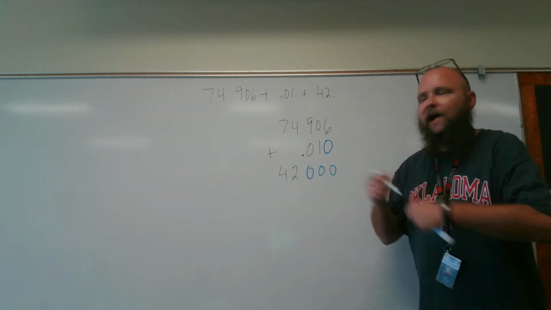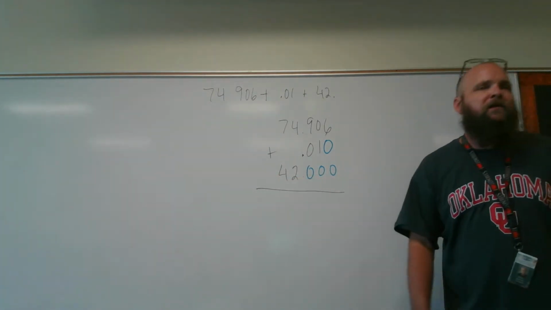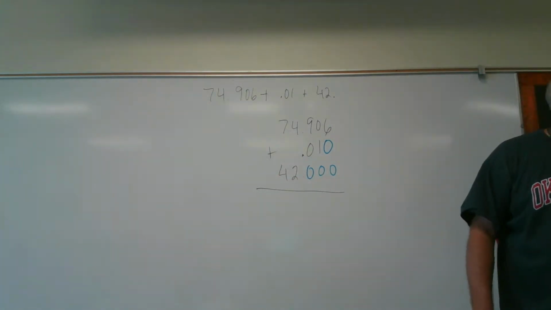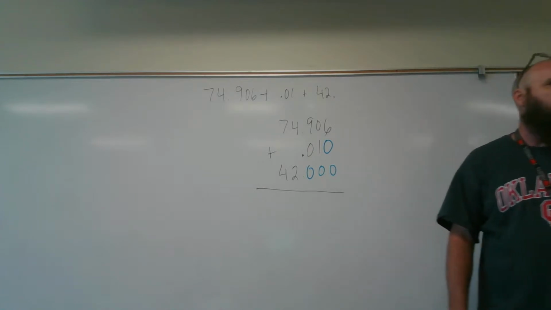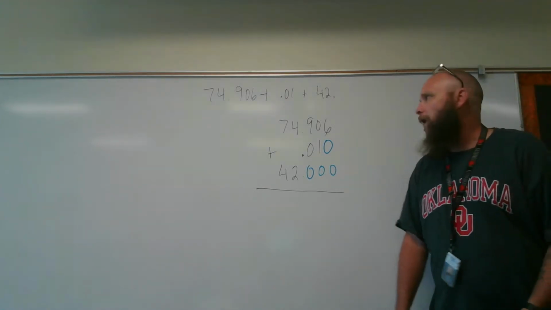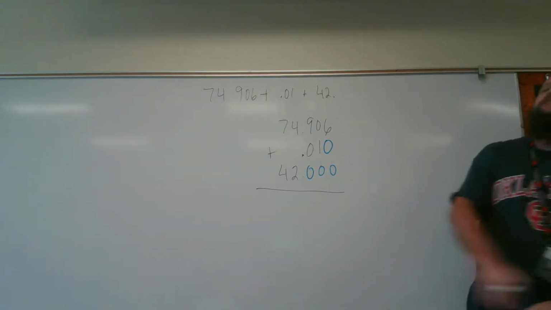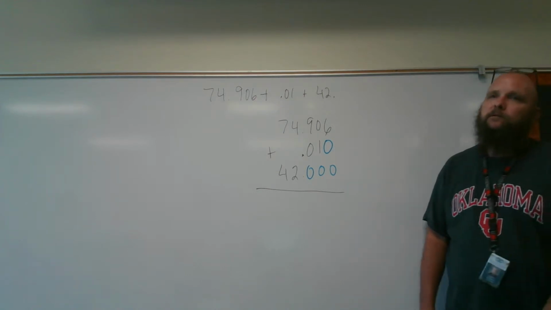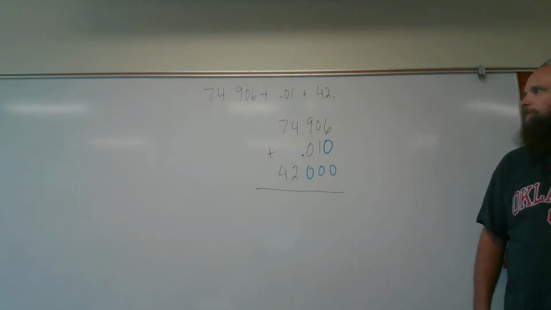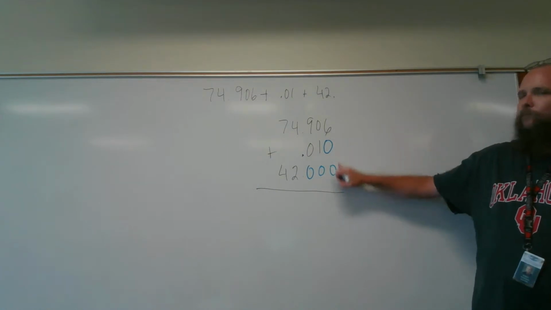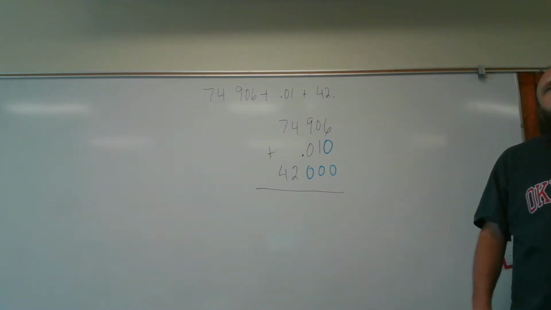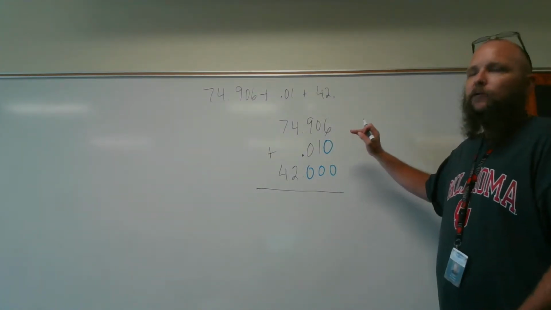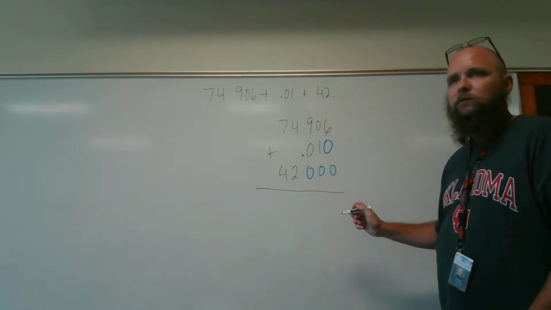So now it's just adding. We start with our smallest place value. Oh, Jay left because he had to go potty. Rainy, what is my smallest place value? Your thousandths. Thousandths. And Rainy, I have 6 plus 0 plus 0.